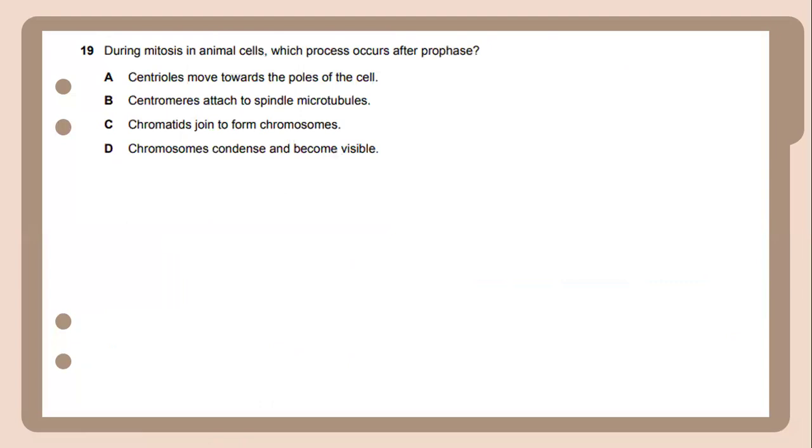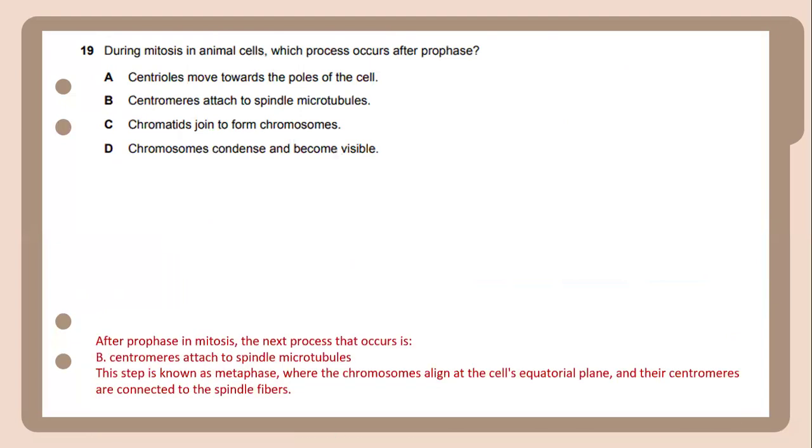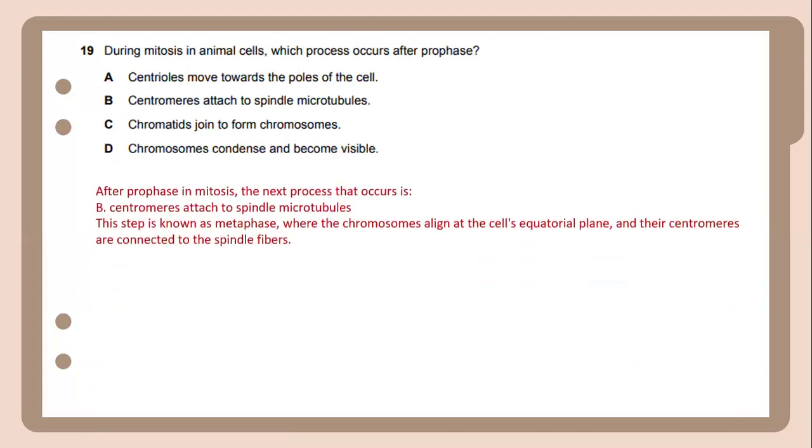19. During mitosis in animal cells, which process occurs after prophase? After prophase, the next process that occurs is centromeres attached to spindle microtubules. This step is known as metaphase, where the chromosomes align at the cell's equatorial plane and the centromeres are connected to the spindle fibers.